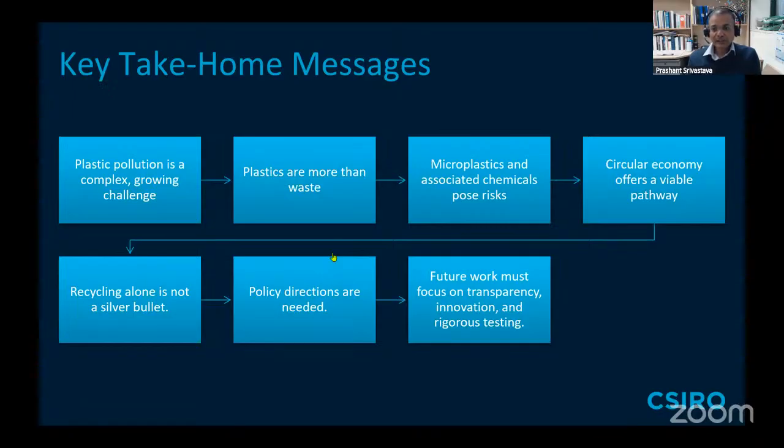And that's why clear policy guidance is essential, especially stronger legal frameworks and international coordination to manage hazardous chemicals in plastics. And looking ahead, we must invest in transparency, science-based thresholds, and better product design. And by doing so, we can ensure that circular solutions are not only sustainable, but also protective of environmental and human health.